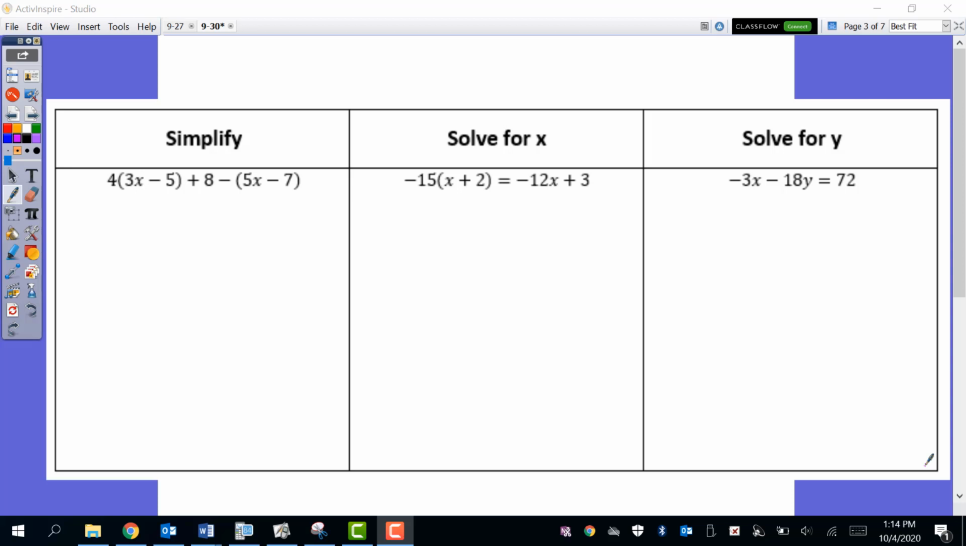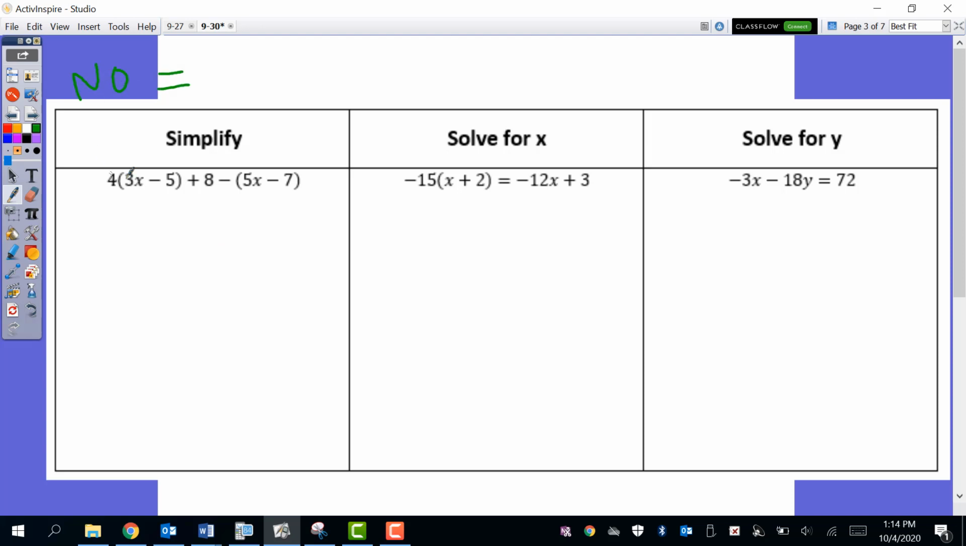Okay, so you guys are doing this on your own today. I'm going to give you a little bit of help on the difference between the three things we have learned to do, which is simplifying, solving for x, and solving for y. So how do I know if I'm going to do simplifying, which means just combine like terms, not solving for x? I know simplify is when there's no equal sign, okay?